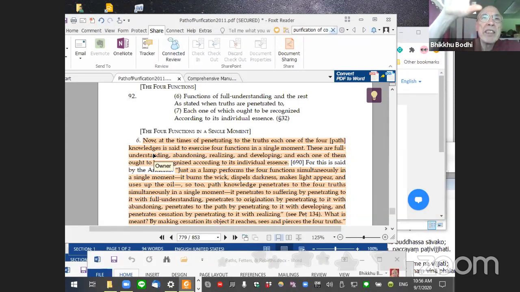So when one reaches any of the path experiences, the path takes nibbana as its direct object, but simultaneously with the penetration of nibbana as the object, by way of function, one now understands the truth of suffering because one has a standpoint outside of the five aggregates, by which one can look back at the five aggregates and see that the five aggregates are indeed dukkha.